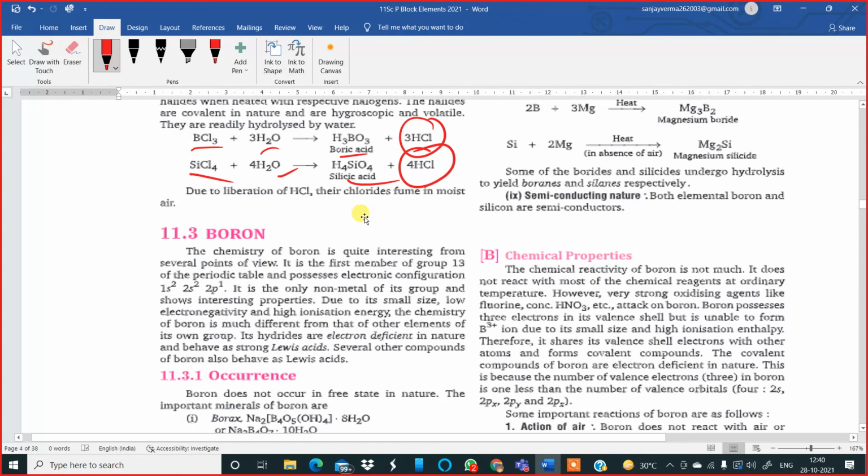Okay. Now, after that, the next topic on your screen is boron, the first member of group 13. This study of boron is required. Here, this part I will do in the next class because it is already time up. So I will stop my class here only.